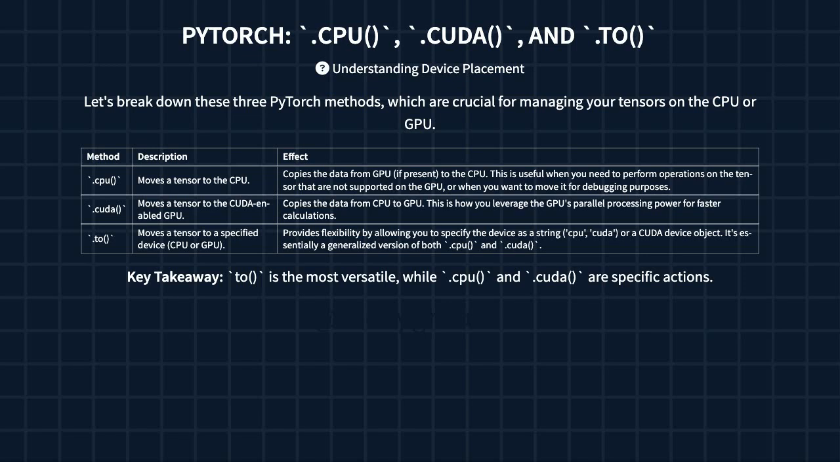Finally, there's to. Think of this as a more general purpose tool. It lets you specify exactly where you want your tensor to live, either on the CPU or the GPU, using either "cpu" or "cuda" strings or by directly referencing a CUDA device object. So, to is really just a wrapper around cpu and cuda, giving you more control.